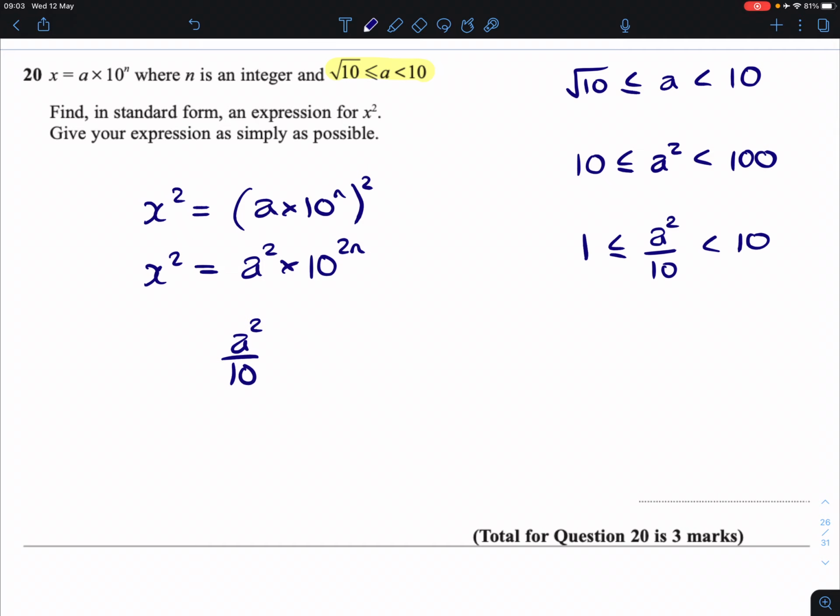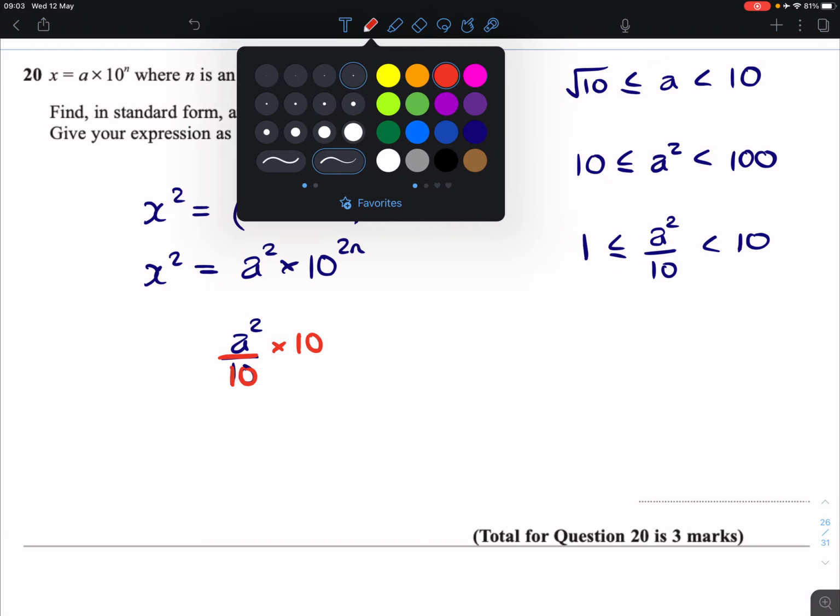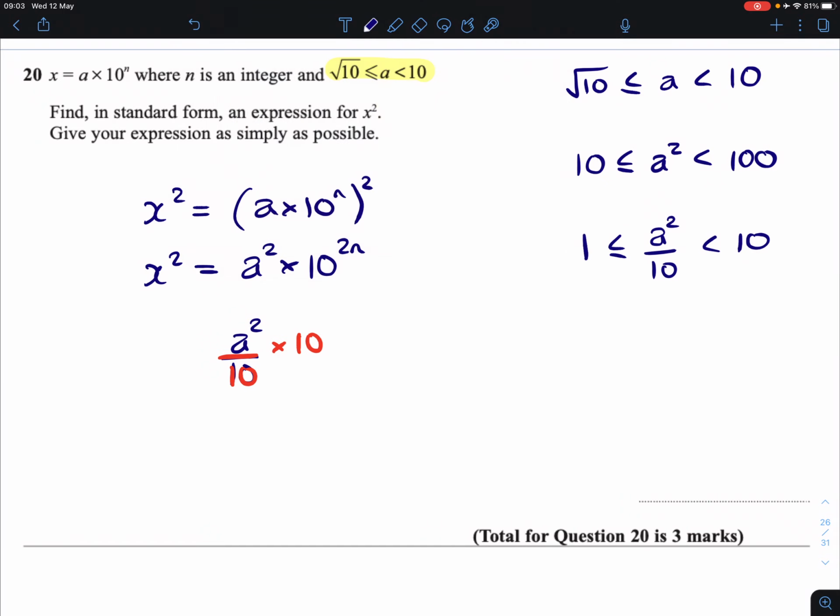But I can't just divide it by 10 without doing something to compensate. So what I do is I multiply by 10. So this divide by 10 and this multiply by 10. Effectively, you do both. And the reason you do both is to make the a squared part a suitable size of number in standard form.